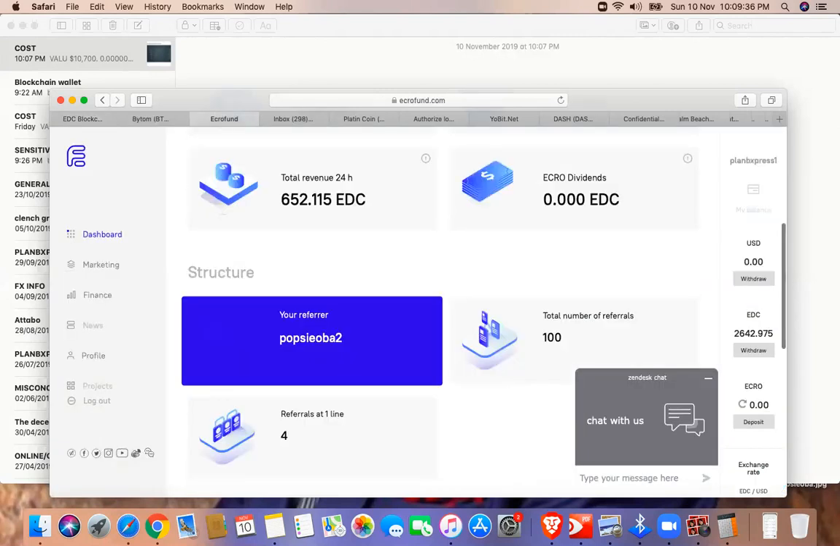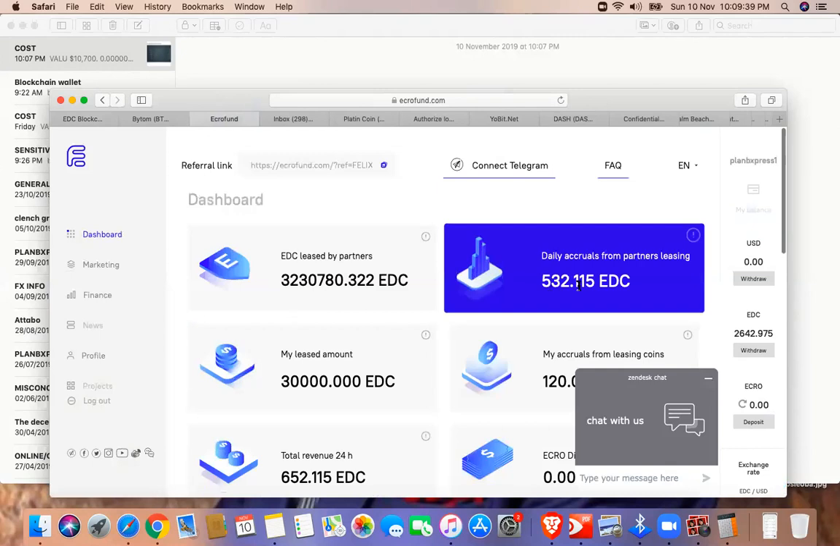Some accounts are earning 532 EDC every day, while some of them are earning like 600 EDC every day. Some are earning about 200 EDC every day. So some are earning about, just in that order. So let's take about average of 4 accounts. Let's take average of 4 accounts earning 500 EDC every day. So 4 accounts earning about 500 EDC every day. That is 2,000 EDC every day.